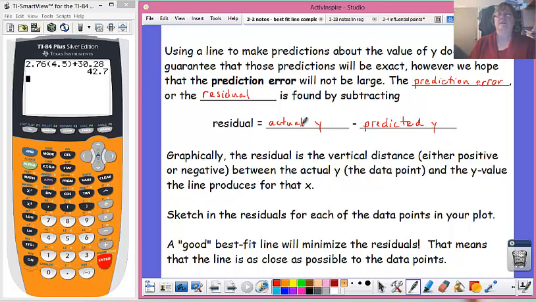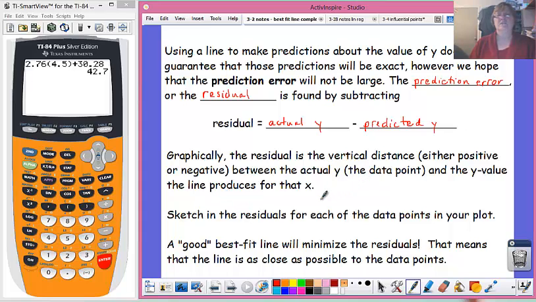So if you think about that, if our line is a good fit, the difference or the residual should be very small. We want small residuals. Graphically, the residual is a vertical distance, either positive or negative, between the actual data point and the y value that the line would produce for that particular value of x.